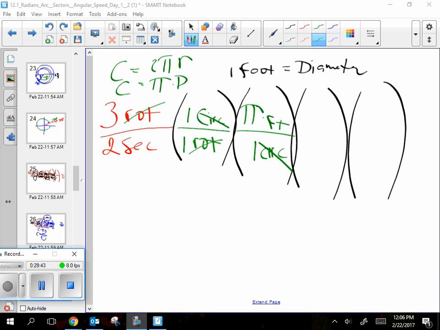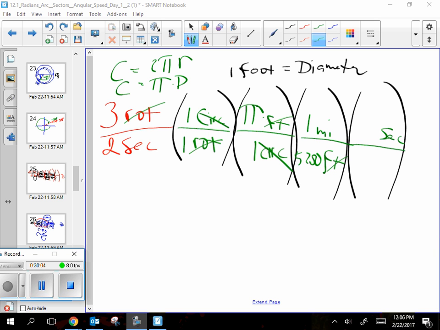Always cancel them as you go. And then I got feet per second. Am I done? No. Got to change feet to miles. Feet go down here. 5280, 1 mile. Then I got feet out of there, and I got miles per second. Am I done? No. I got to get the seconds out of there, so I'm putting seconds here.